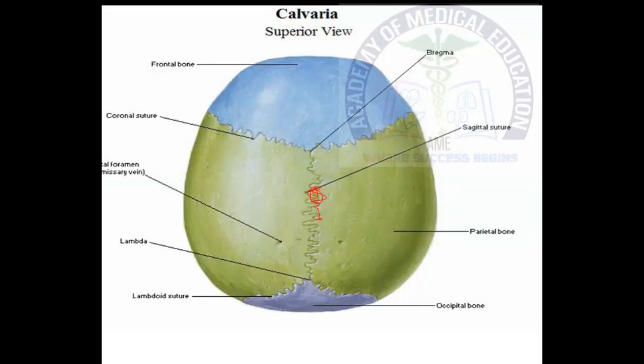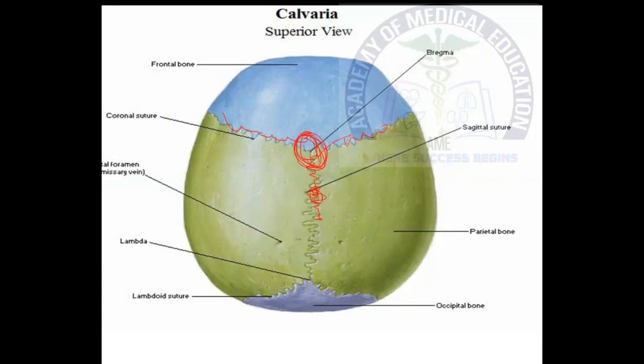Then there is the bregma, also known as the anterior fontanel. It is the meeting point of the coronal suture with the sagittal suture. It has very important clinical anatomy that we will discuss later. It is going to be closed by 18 months after birth.